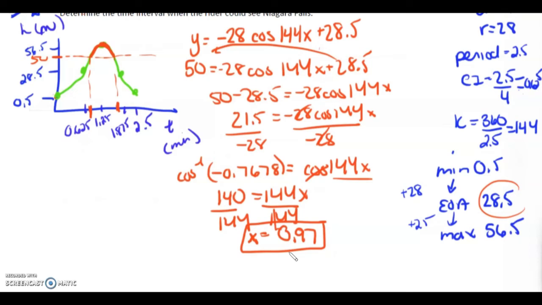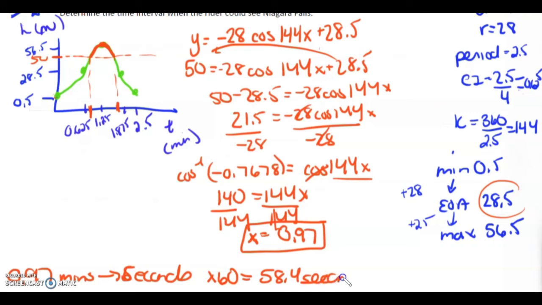So if you wanted to convert that into seconds, okay, 0.97 minutes into seconds, what we do is we times it by 60. So this is 58.4 seconds into the ride, okay? I'm going to keep it as a decimal of a minute because that's what we graphed in, so that's fine.